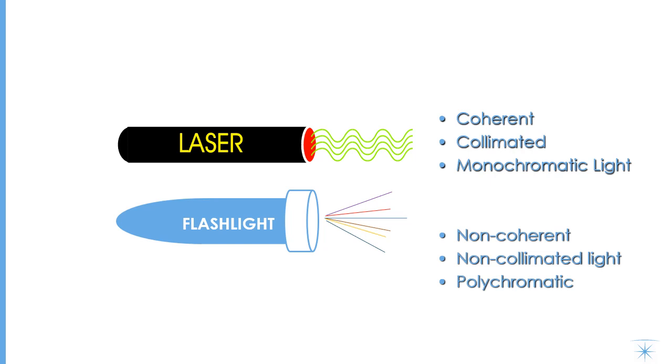The second character of the laser is being collimated, and collimated means that the waves forming that beam are going parallel to each other, and in this case it is going to be traveling long distances with minimal divergence, and hence we are able to use the lasers as pointers in lectures, where the laser beam can travel long distances without any problem.